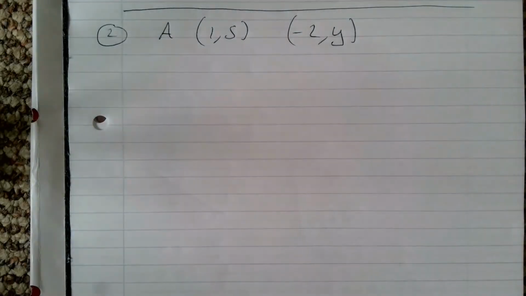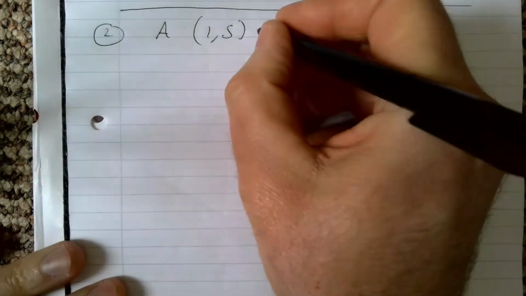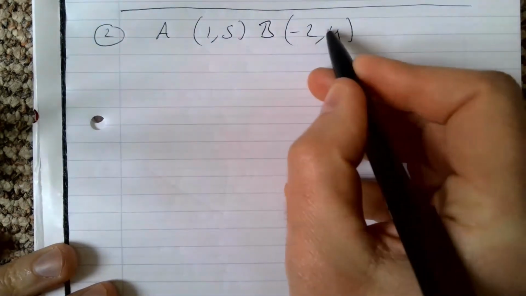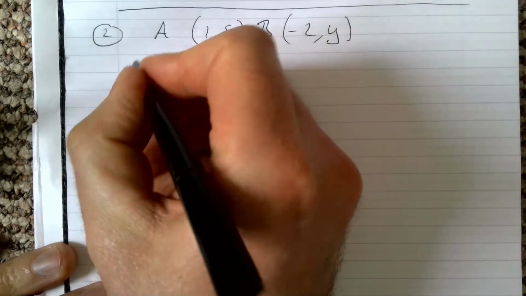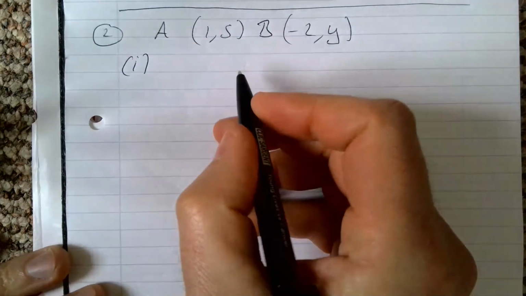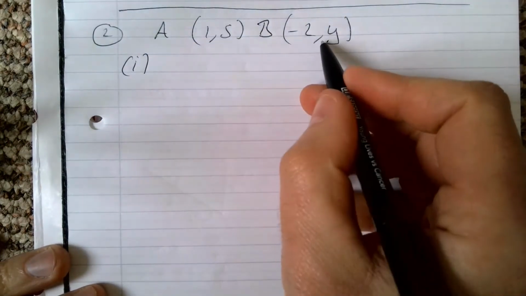Okay, it's a past paper question on coordinate geometry. It says the points A and B have coordinates (1, 5) and, sorry, I should write that in there, B is the point (-2, y). Find an expression for the gradient of the straight line joining A and B.